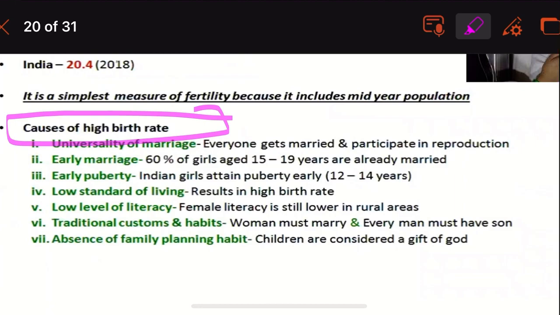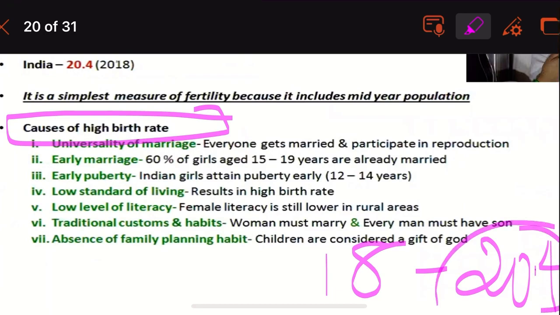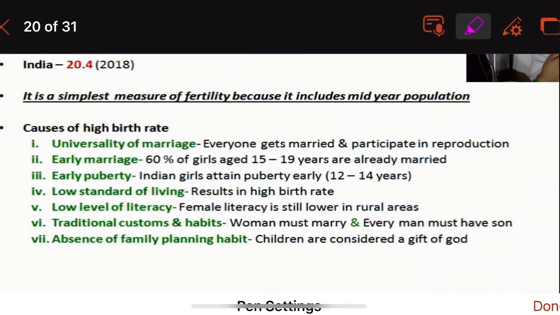Overall in the world it is around 18, and in India it is 20.4. What is the cause for this high birth rate? Why is the birth rate high? Universality of marriage. Everyone gets married and participates in reproduction. If a man or a woman is not getting married, it is a kind of humiliation in society, with the expectation that she or he has some defect or some problem. So the universality of marriage is encouraged in the communities. Everybody needs to marry, and everybody participates in reproduction.